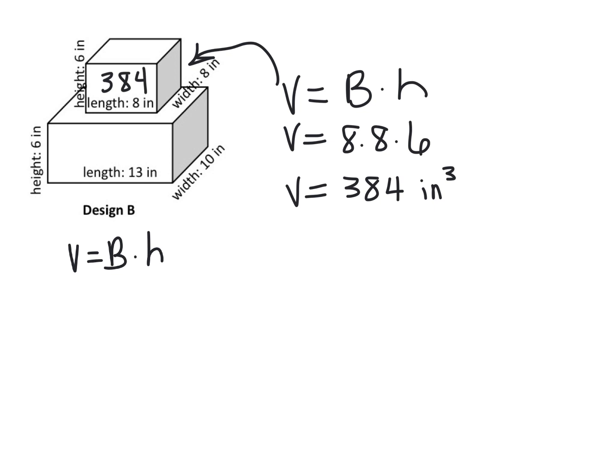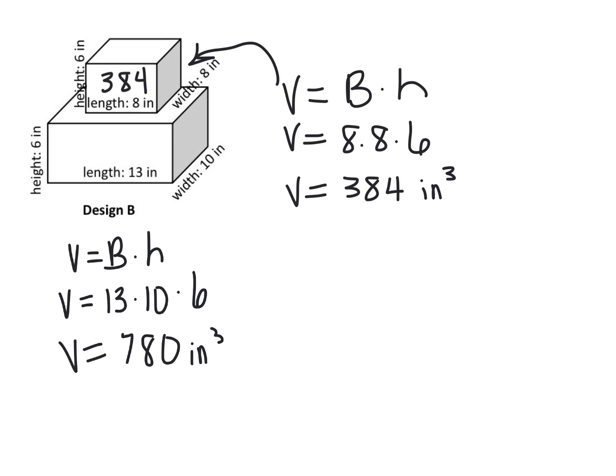Okay, and then the bottom piece, let's see, it is 13 by 10 by 6. So 13 times 10 times 6, which is 780 cubic inches. 780. Okay, and then to get the total, we're going to add those two together.